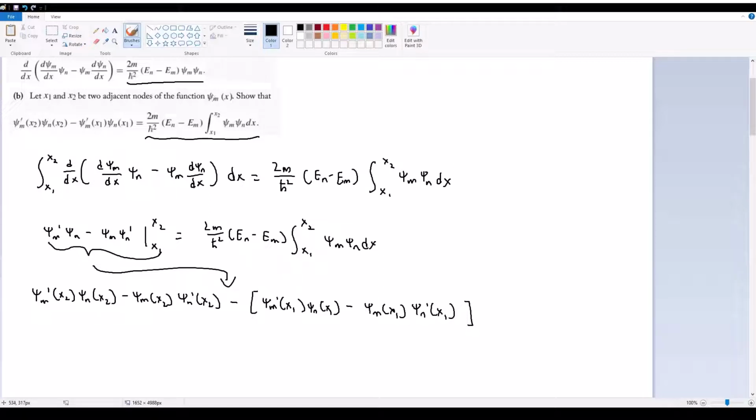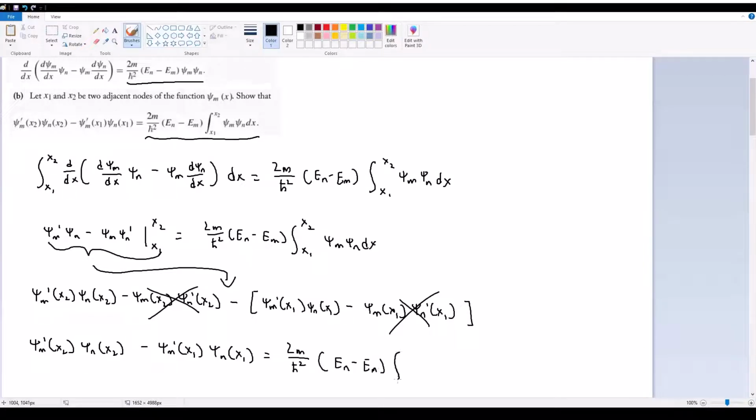By definition, nodes are where ψm equals 0, because nodes are the zero crossings on a wave function. So all of these ψm terms that have an x1 or x2 go to 0, because ψm of x2 is going to be 0 by definition of x2 being a node of ψm. Over here, same thing. ψm of x1 is going to be 0 because x1 is a node of ψm. So what we're left with is ψm prime of x2 ψn of x2 minus ψm prime of x1 times ψn of x1, and this is going to equal 2m over ħ² times (En minus Em) times the integral from x1 to x2 of ψm ψn dx.